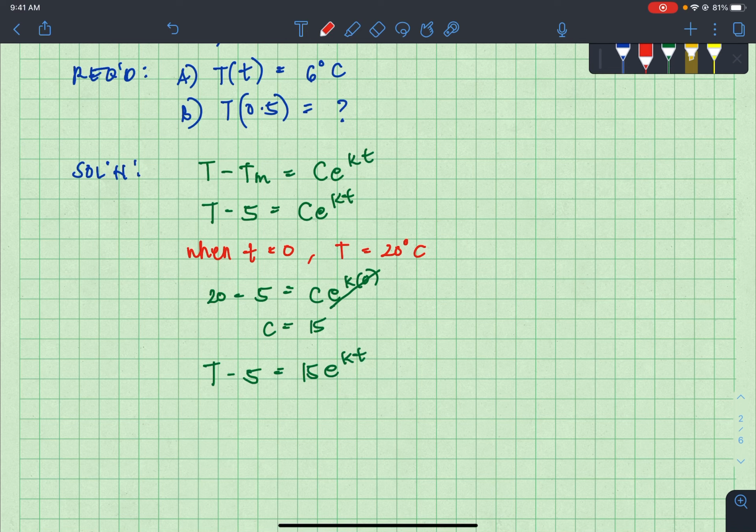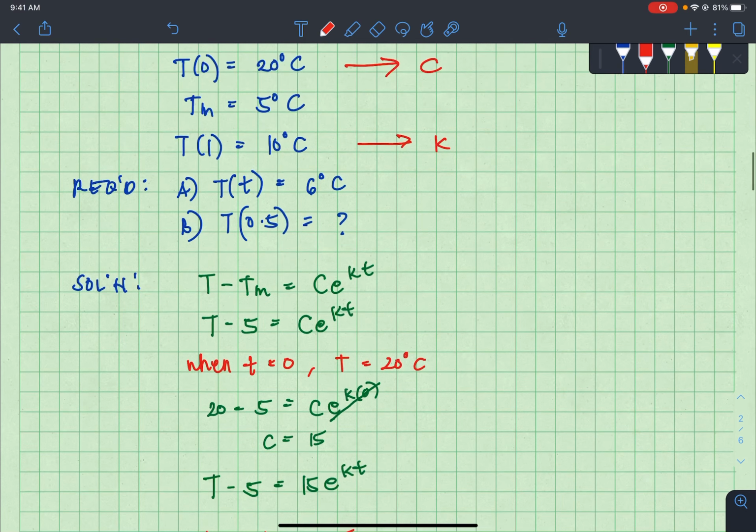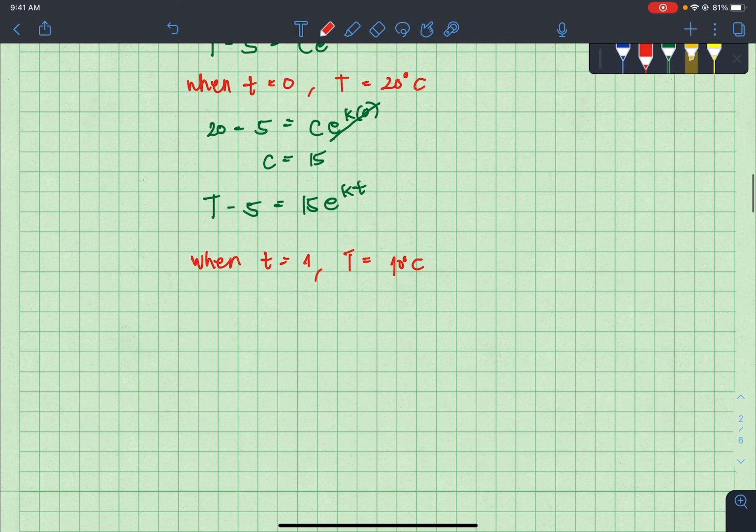To get the value of K, that is when t is equal to 1 minute, the temperature is 10 degrees Celsius. So 10 minus 5 equals 15 e^k, with t being 1. So 10 minus 5 is 5, over 15, or 5 over 15 is equal to e raised to k.